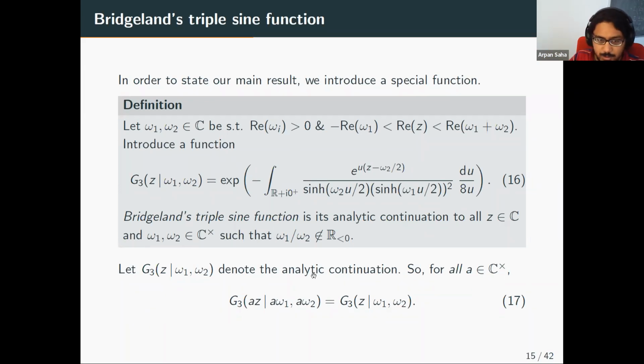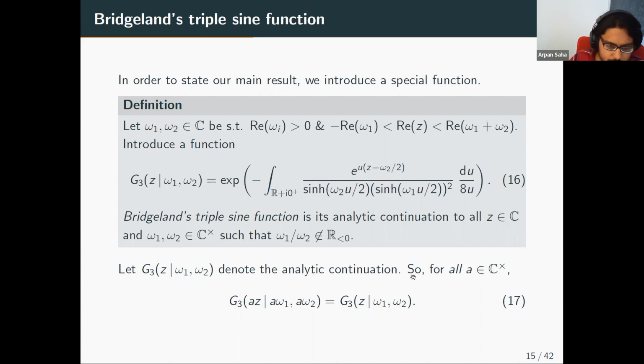Yeah. So just to illustrate something, okay, this equation certainly holds for a positive real number and something in the neighborhood of the positive real axis. So that you can conclude from the integral formula itself. But since we're defining it through analytic continuation, this will hold for all non-zero complex numbers A.